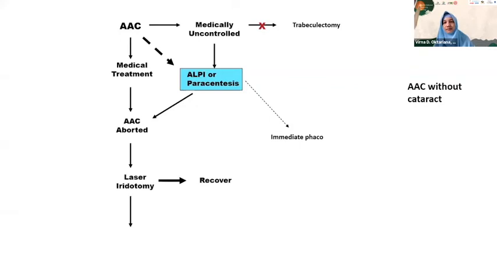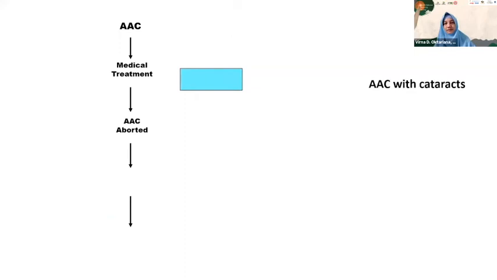Again, just a reminder, once the iridotomy is done and the patient recovers, we need to follow up to make sure that we can pick up chronic angle closure glaucoma. And if the glaucoma still progresses, we later on may need to proceed with a trabeculectomy or even a phacotrabeculectomy.